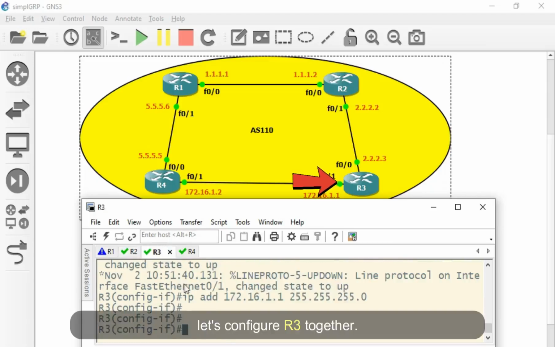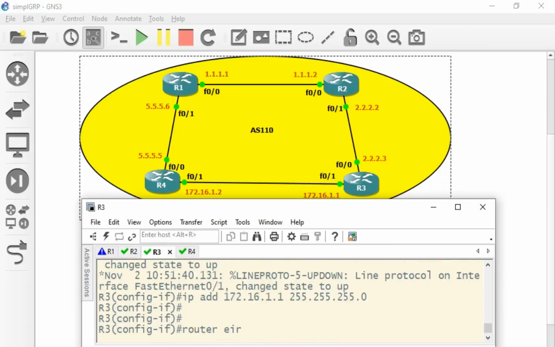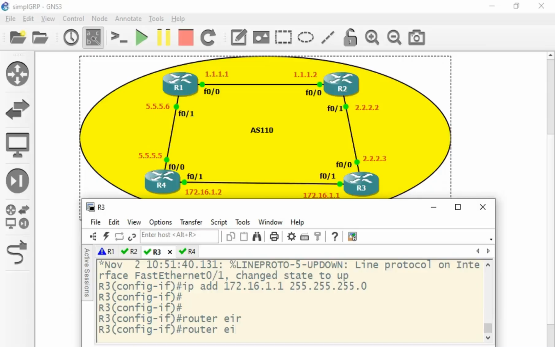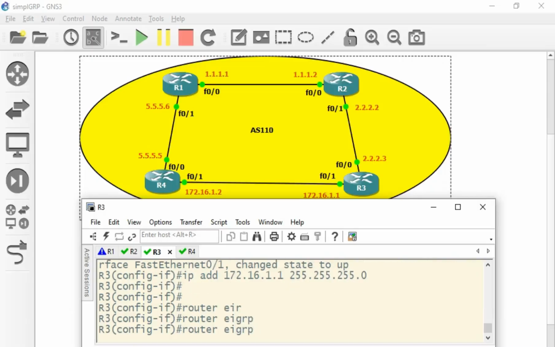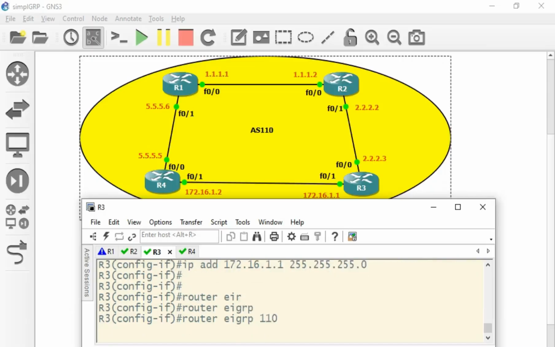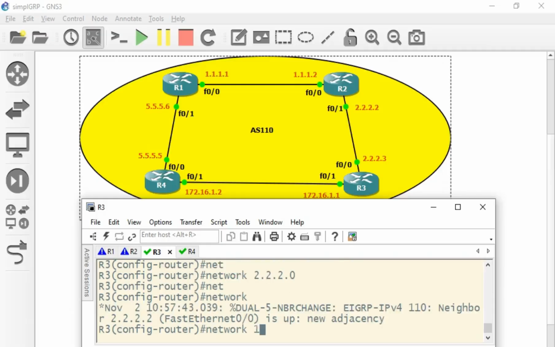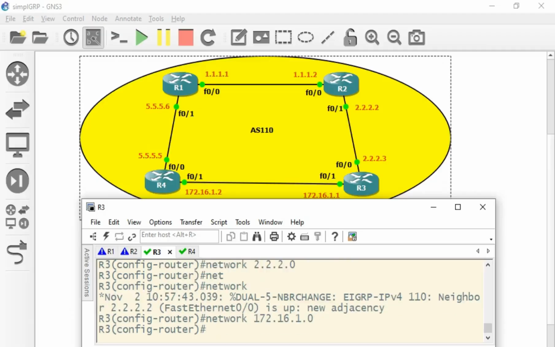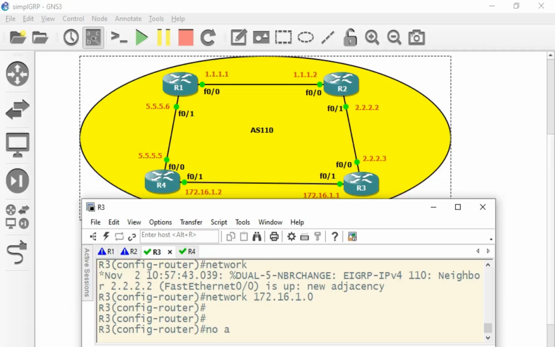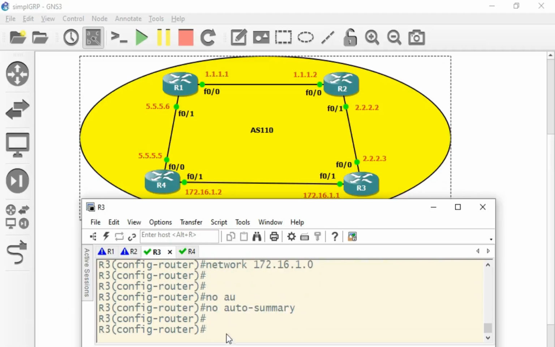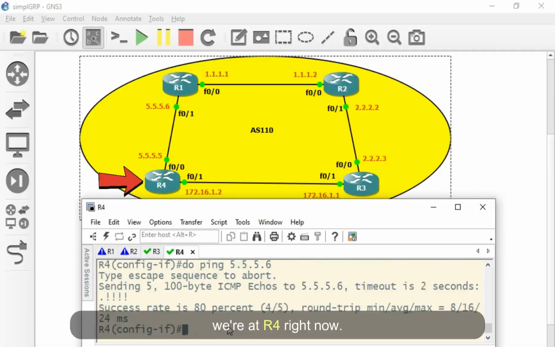Let's configure R3 together. It's so simple and easy to understand. We're at R4 right now. We do the same again.